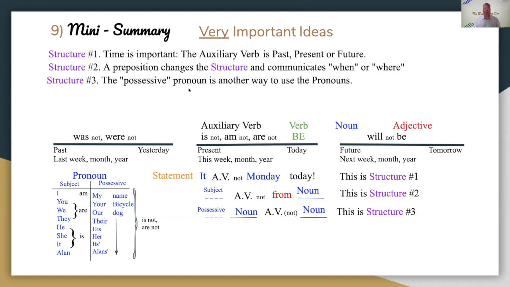Okay, that's some of the basic ideas that we need to understand to make our very basic structures. That's the first part of the true beginners. We've learned about using the verb of be, the auxiliary verbs to change time, time words, time expressions. We also learned about nouns, adjectives, and pronouns. So now you can make a statement, but statements are only a small part of our communication.